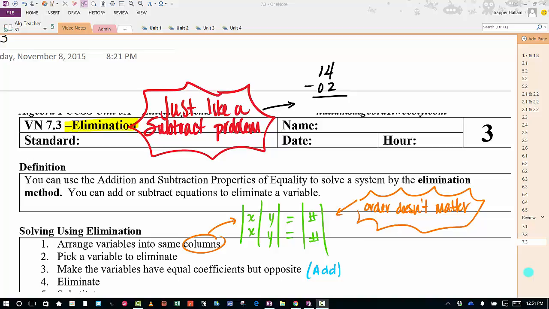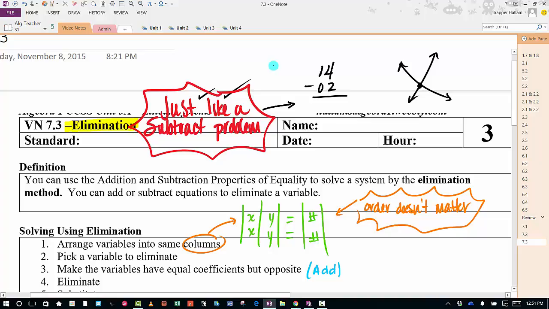Okay, hi guys. Today we're going to do elimination. We're going to use elimination to solve systems of linear equations. So we're going to use elimination to find that intersection point of two lines that are crossing. Elimination may be your favorite because it's not too different from a subtraction problem. It's kind of like taking two linear equations and subtracting them.